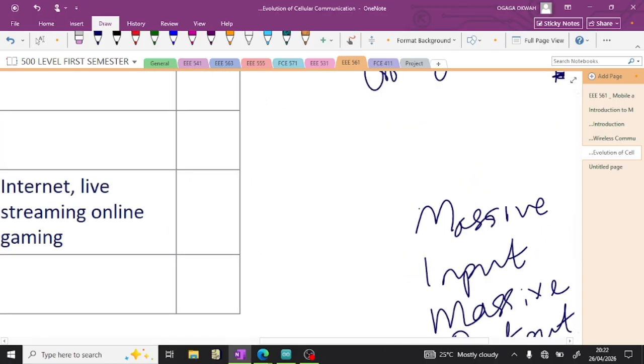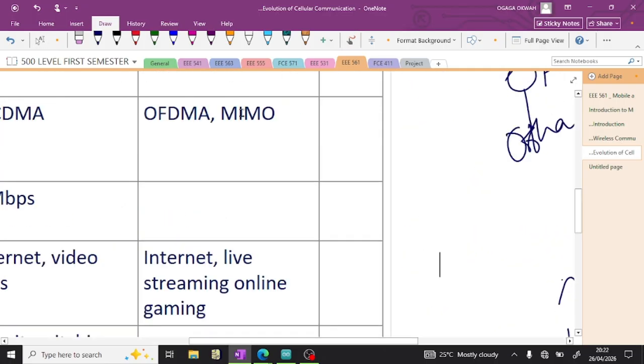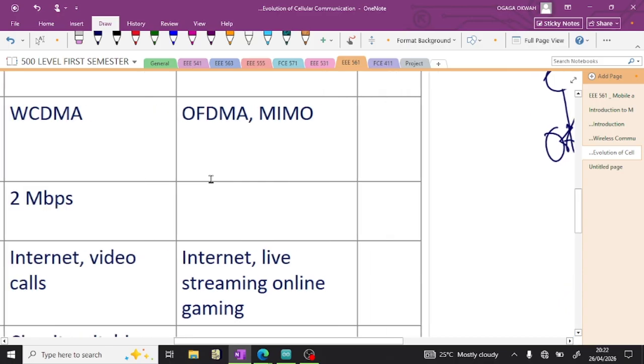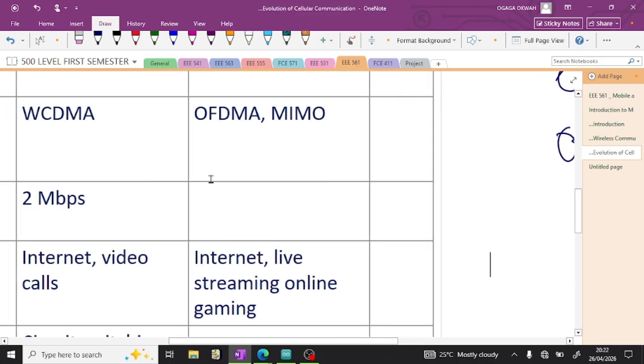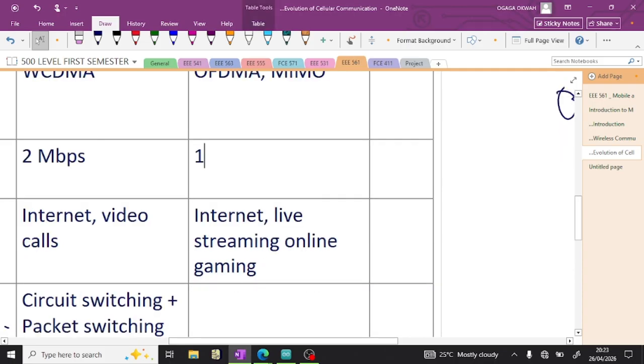Okay, so that's the idea of MIMO and FDMA, OFDMA. I've explained that, and then MIMO I just explained. So this one now will increase the rate of data, because a lot of data is going out, because we now have a lot of antennas sending out output and receiving input. And this one now is 1 gigabits per second. Really high, very high.